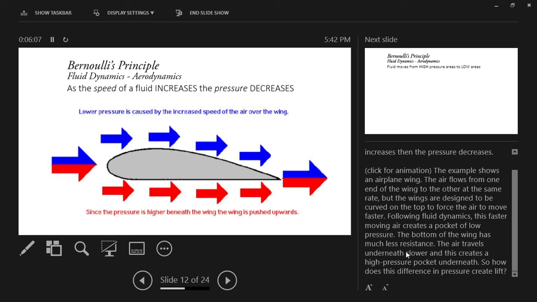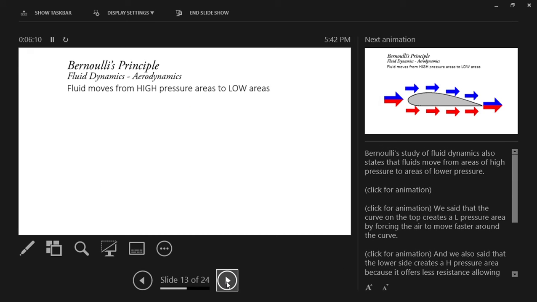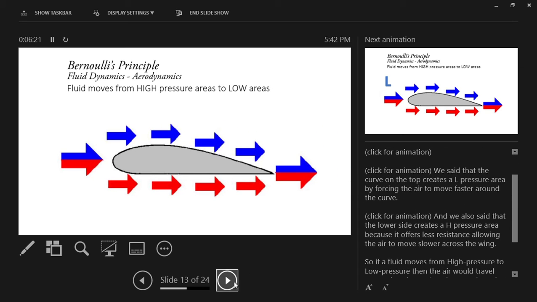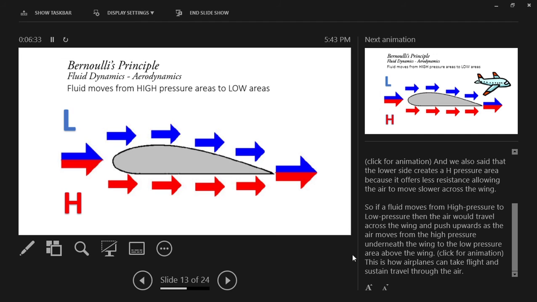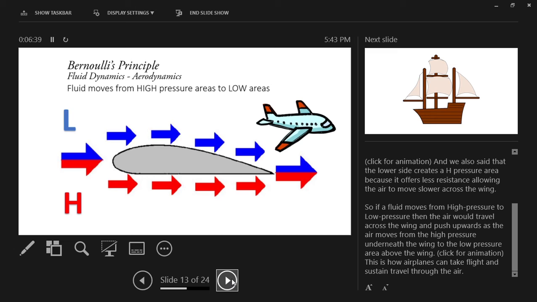So how does this difference in pressure create the lift? Bernoulli's study of fluid dynamics also states that fluids move from areas of high pressure to areas of low pressure. So we said that the curve on the top creates a low pressure area by forcing the air to move faster around the curve. And we also said that the lower side creates a high pressure area because it offers less resistance, allowing the air to move slower across the wing. So, if a fluid moves from high pressure to low pressure, then the air would travel across the wing and push upwards as the air moves from the high pressure underneath the wing to the low pressure area above the wing. This is how airplanes can take flight and sustain travel through the air.